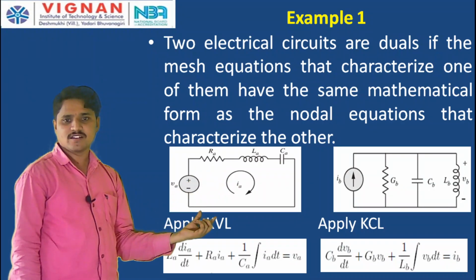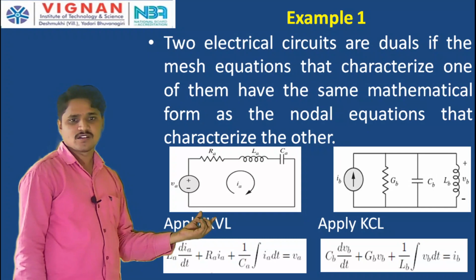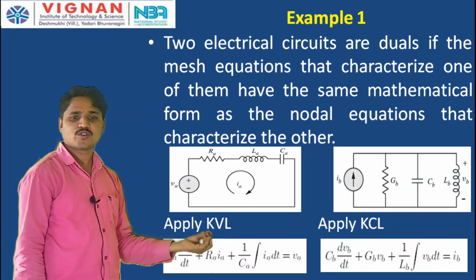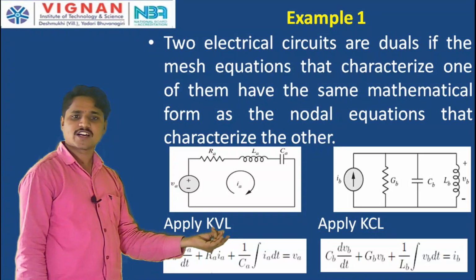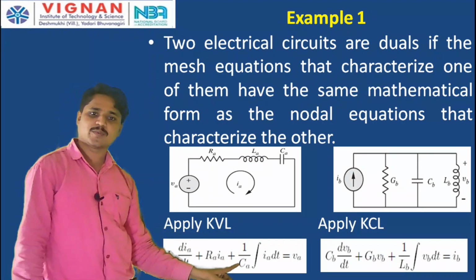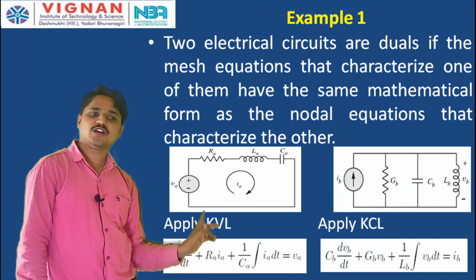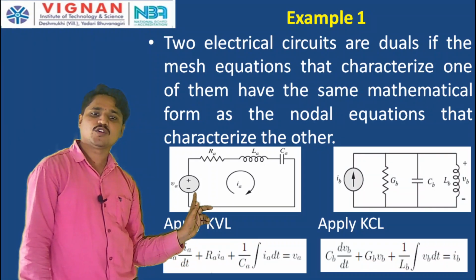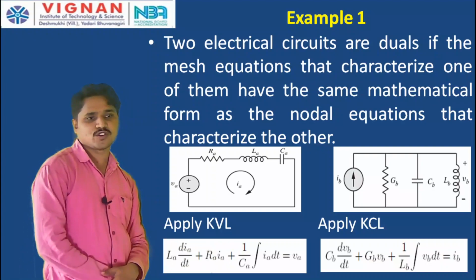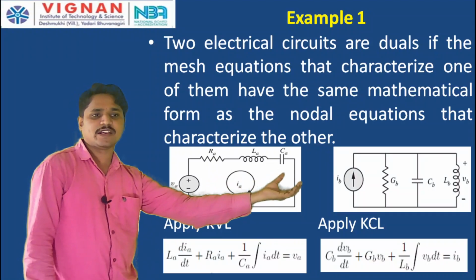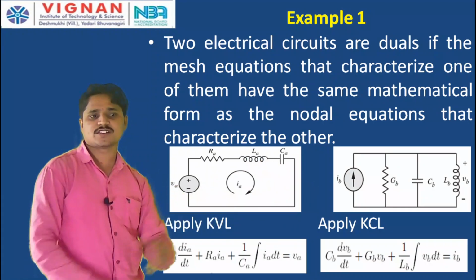Apply KVL to the series connected elements. The voltage across the inductor is LA into di by dt, plus the voltage across the resistor, V equals IR by Ohm's law, so RA into IA, plus the voltage across the capacitor, 1 by CA into the integral of IA dt. That must equal the applied voltage, so this sum minus VA is equal to 0. Now, when can I say that these networks are duals of each other?